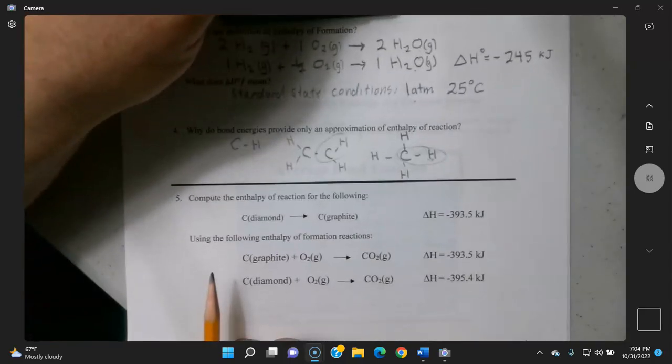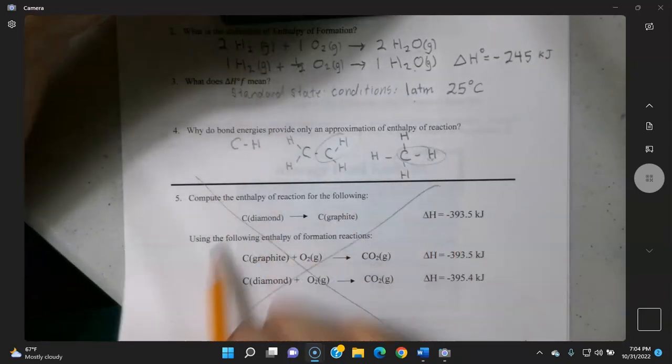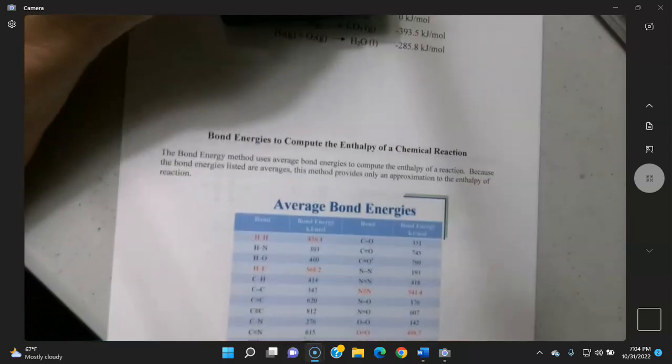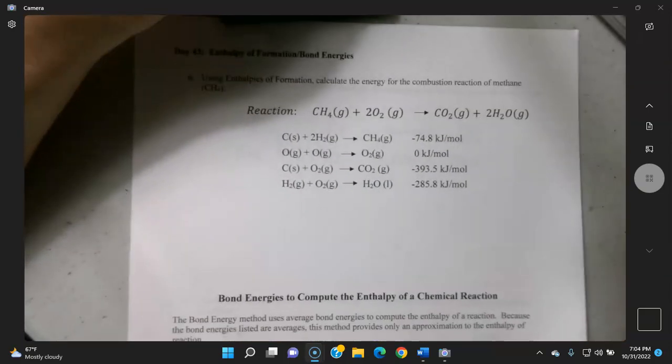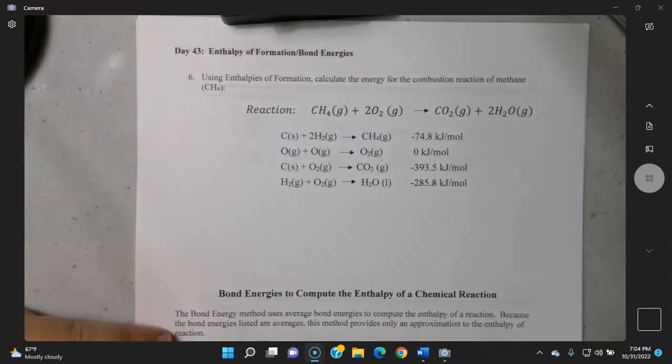Okay, we're going to move on. I'm going to get rid of problem 5. No particular reason. It was supposed to be part of a Hess's Law problem, and I eliminated that.